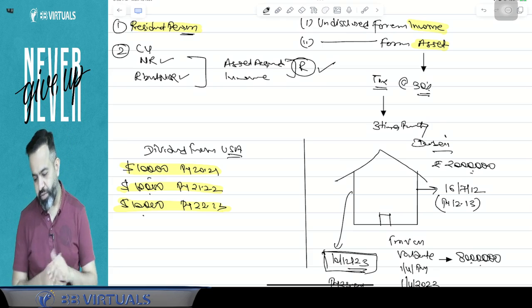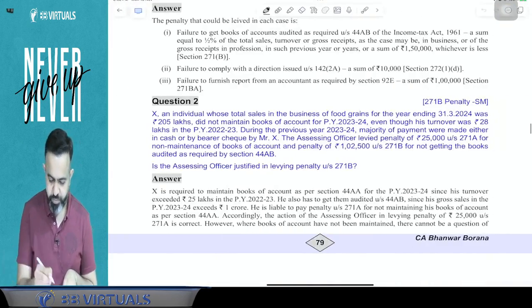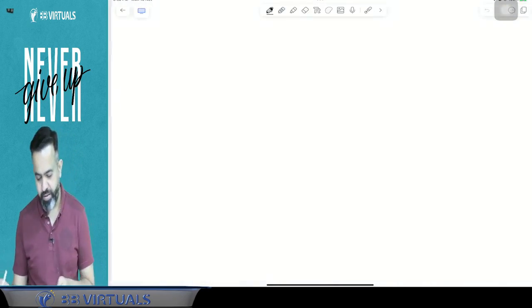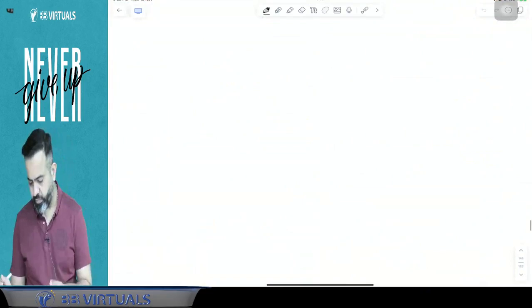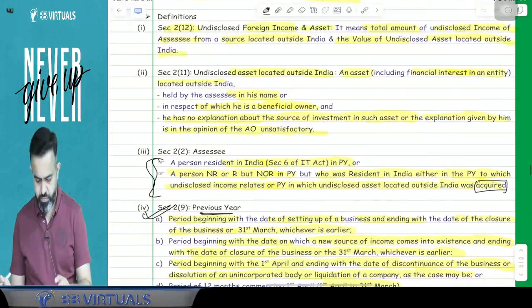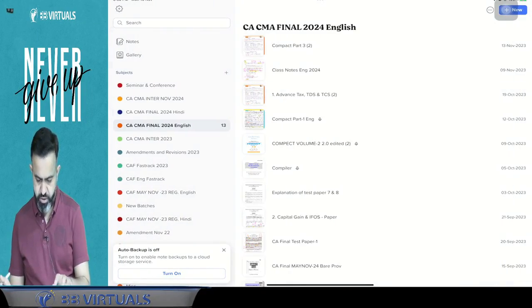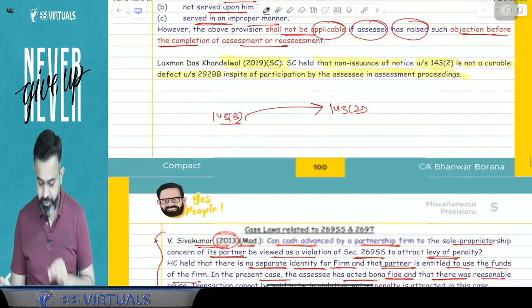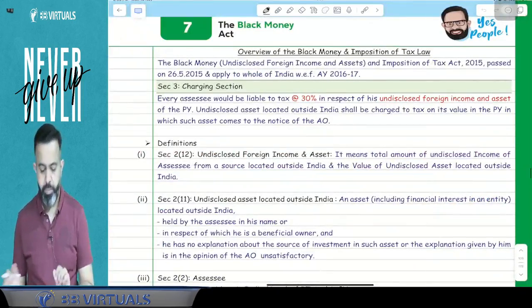Yes. Now we'll check directly from your book. So all people, just focus on the book, what is written in your book. Here, the Black Money Act, that is page number 108, I think. So just check page number 108, Black Money Act.